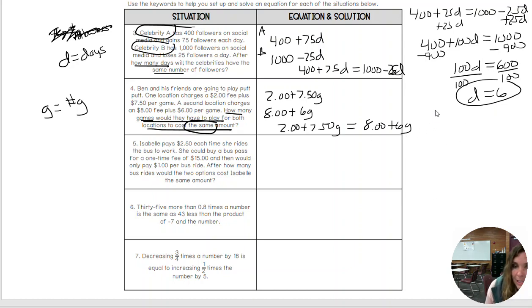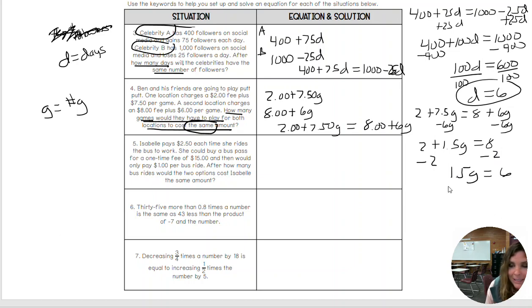So to solve this, we are going to get those two variable terms to be on the same side. So let's go ahead and subtract the 6G from both sides, because that's going to leave us with a positive variable. So 1.5 times G equals 8 minus 2. And then we want to minus 2 from each side. So 1.5 times G equals 6. And then we divide by 1.5 on both sides. And then 6 divided by 1.5, if we do that in our calculator, we get 4.